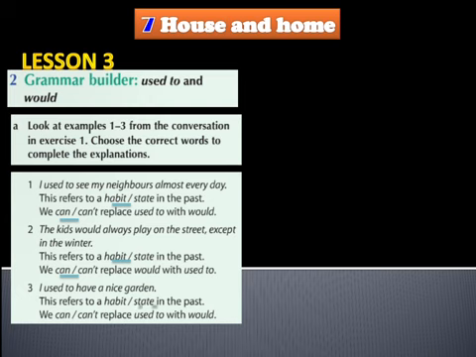3. I used to have a nice garden. Have is a state verb. We can use only used to. Does this refer to a habit or a state? Of course, a state. We cannot replace used to with would.